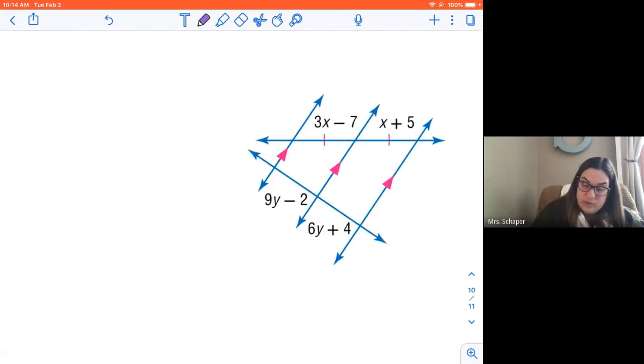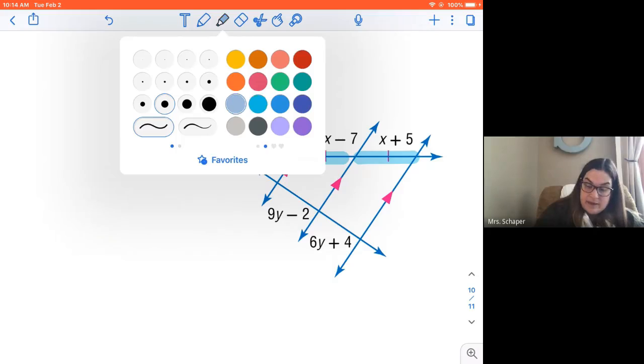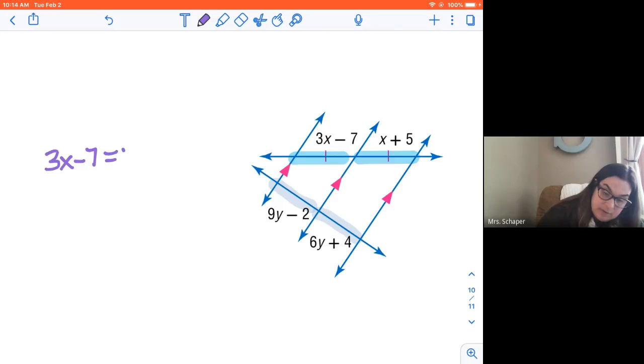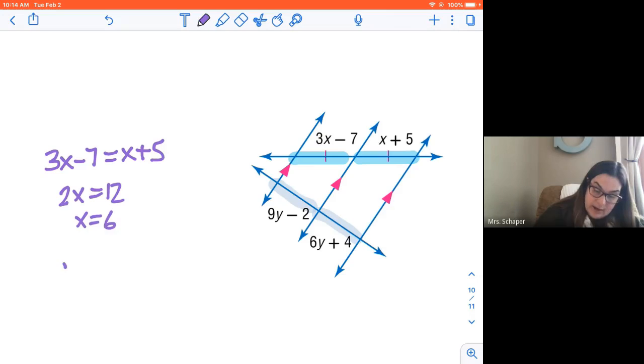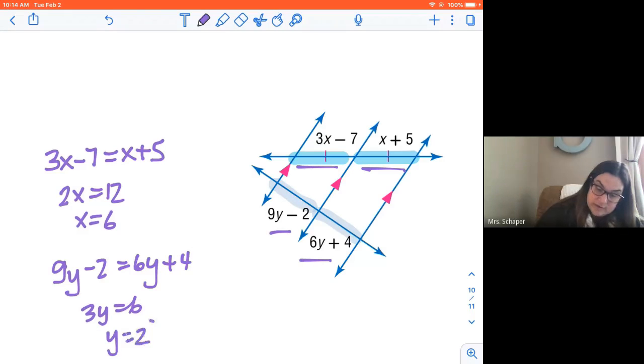Find X and Y. Let's do one more. Because these two side lengths are congruent, we can then say that these are congruent. So we're saying that 3X minus 7 is equal to X plus 5. So 2X is equal to 12, X equals 6. And then we have 9Y minus 2 is equal to 6Y plus 4, because these two are congruent, these two are then congruent. So 3Y equals 6, so Y equals 2.